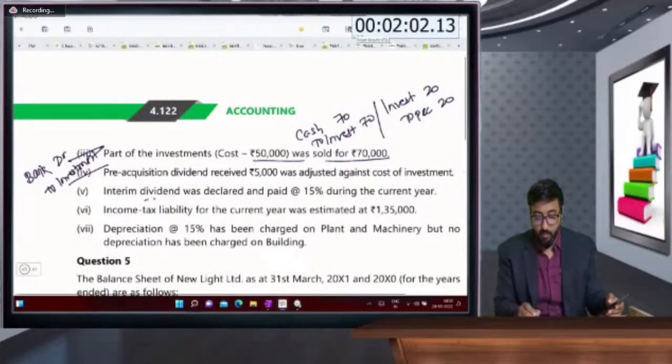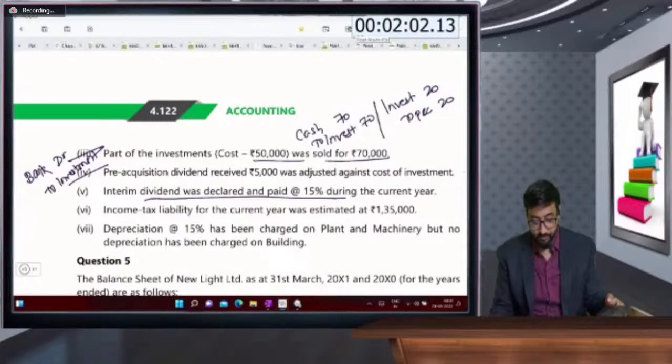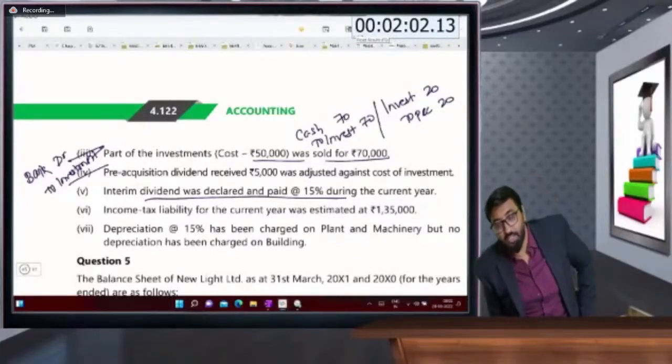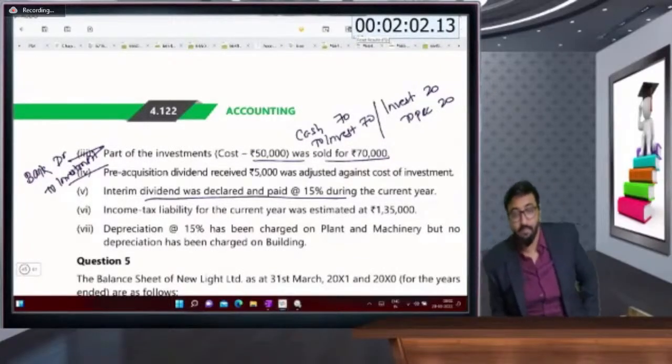What is the entry for interim dividend and what is the amount? Think on this. Pre-acquisition dividend received, yes, very good. Bank account debit to investment. And if it is post-acquisition, bank to P&L. So you can correlate this topic with the investment chapter. So every chapter is important.